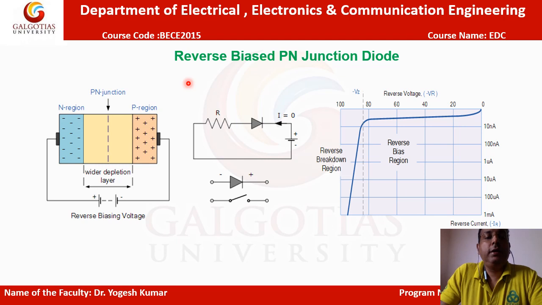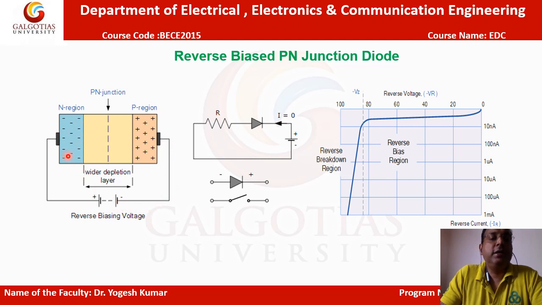Now, on the other hand, if we connect the negative terminal of the battery to the P region and the positive terminal of the battery to the N region, this type of biasing is called reverse biasing of the PN junction diode. Now what will happen in this case? The positive charge carriers will be attracted towards the negative terminal of the battery, and the N region negative ions will be attracted towards the positive terminal of the battery. So both the charge carriers move away from the junction, which means they will not move across the junction.